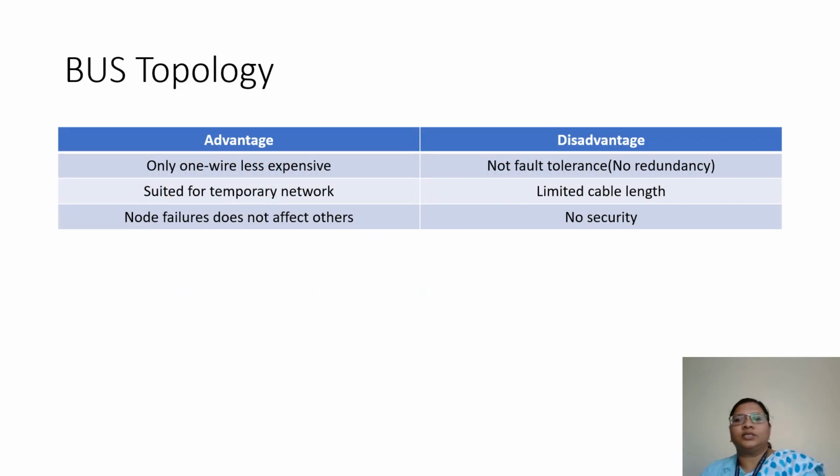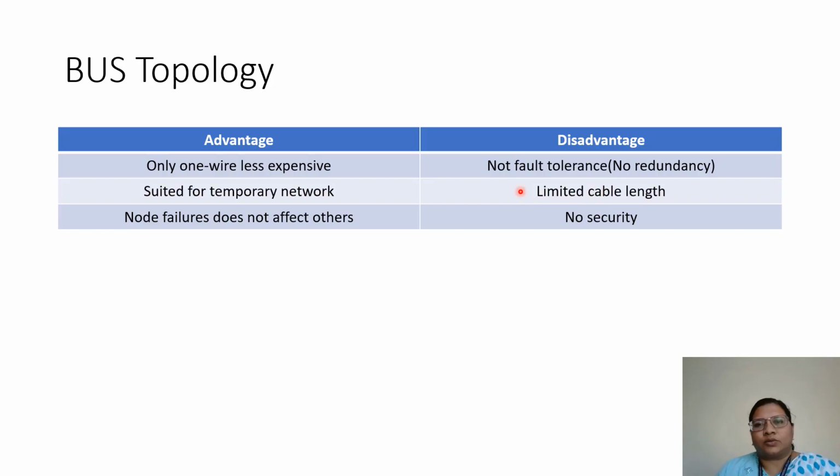So what are the advantages and disadvantages of the bus topology? First, the advantages. There is only one wire, so it is less expensive, and it is suited for temporary networks. If we are going to use it temporarily, it is suitable. Node failure does not affect others. If one node fails, the others will not be affected, because it works in both directions.